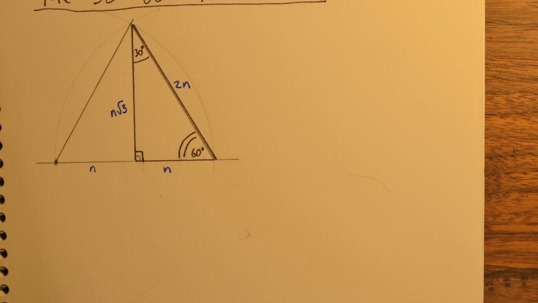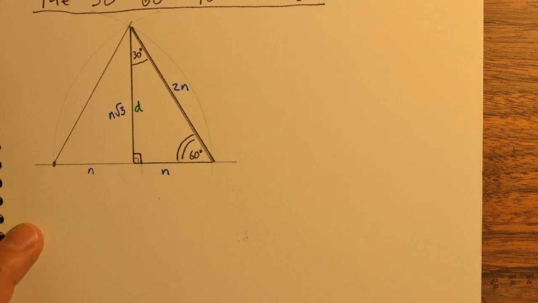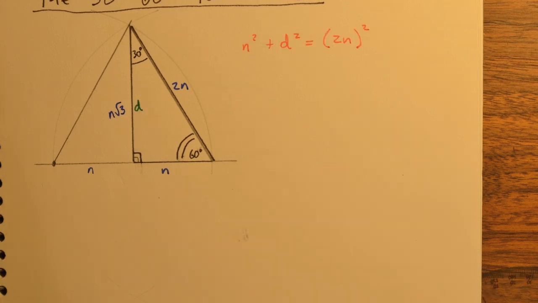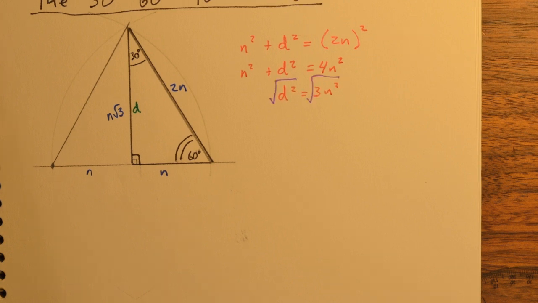We can verify that that altitude is n root 3 using the Pythagorean theorem. If we say n squared plus d squared is 2n squared, then solving for d gets us that the altitude is equal to n root 3. And so every 30-60-90 is going to follow this same pattern. The short leg is n, the long leg is n root 3, and the hypotenuse is 2n.